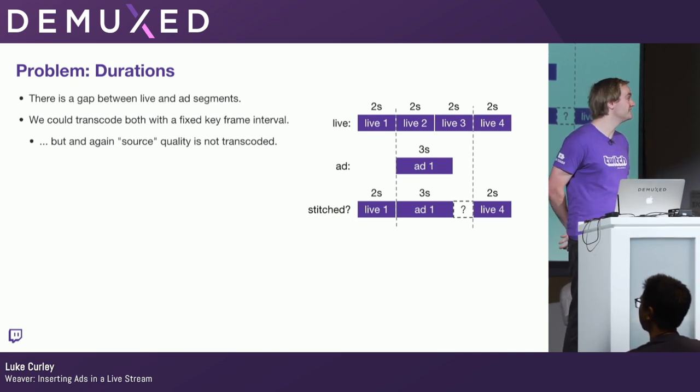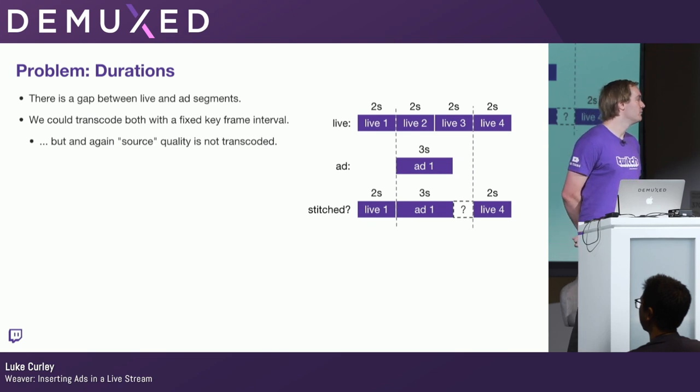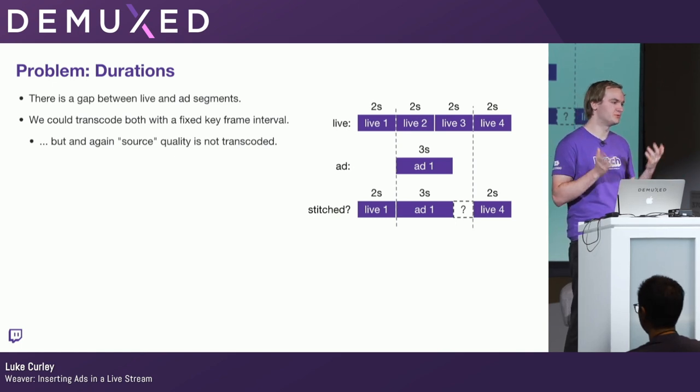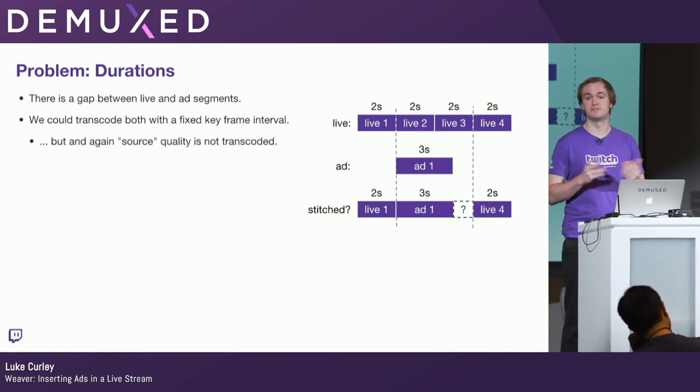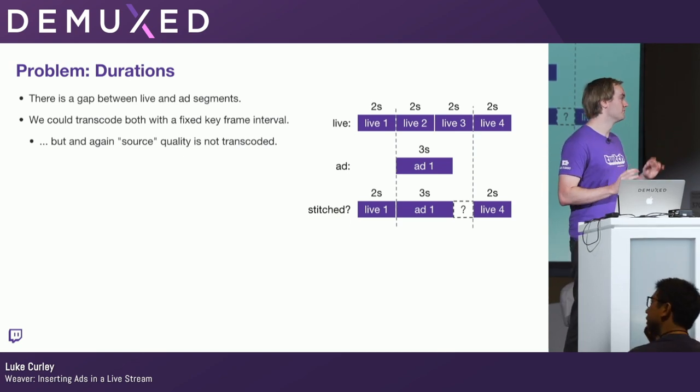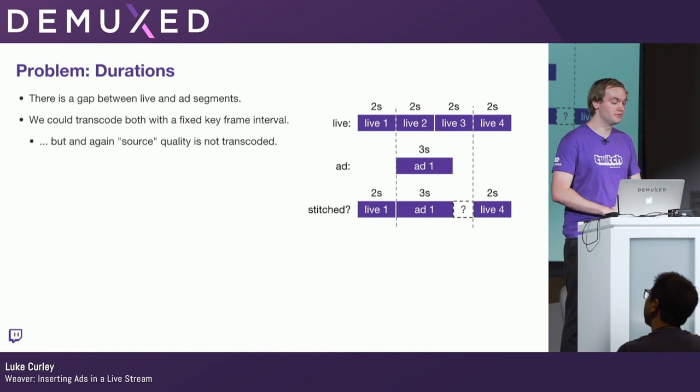But when you exit the ad, you have this little gap here, where if every 2 seconds we're supposed to do a live stream and then you have a 3 second ad, you have this 1 second of just missing space. What do you do there? There's a bunch of options, like putting a black screen or, you know, extending the ad so they're always equal.